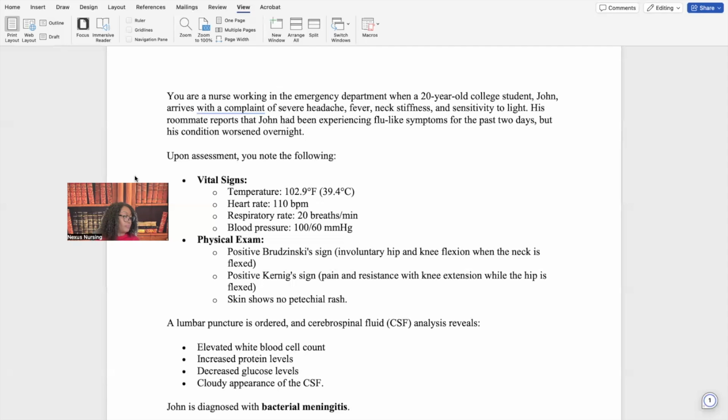Let me repeat that. Which finding in the patient with bacterial meningitis requires immediate attention? Would it be the positive Brudzinski sign? Would it be the complaints of photophobia? Would it be the sudden onset of confusion and disorientation? Or would it be complaints of severe headache?